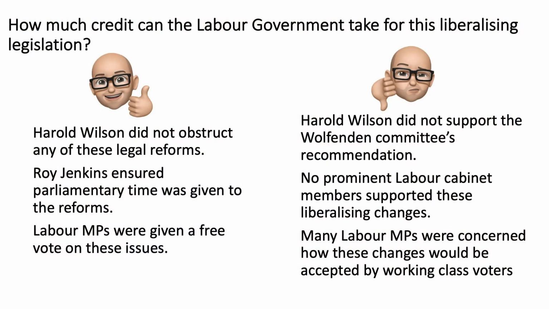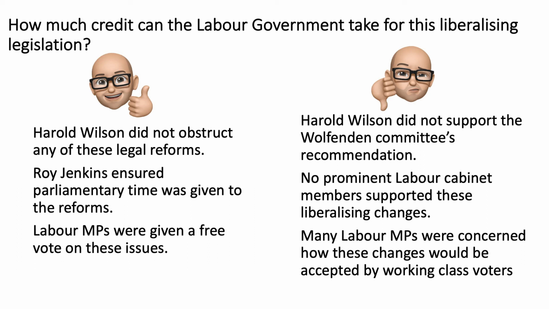So, we then go back to that question. How much credit could the Labour government actually take for liberalising legislation during the 1960s? And I've put a nice simple 2-column table up there for us to have a quick look at. And first of all, I'm saying yes, the government could take credit here. Harold Wilson doesn't obstruct any of these legal reforms. He's a Prime Minister. He could have come out, he could have made a public statement, he could have instructed his MPs not to vote in favour of those, but at no point does he obstruct them. So we could say, great, thumbs up, Harold Wilson should take some credit for that.